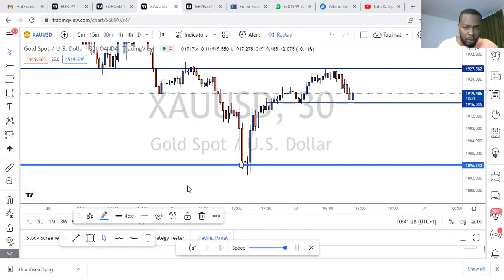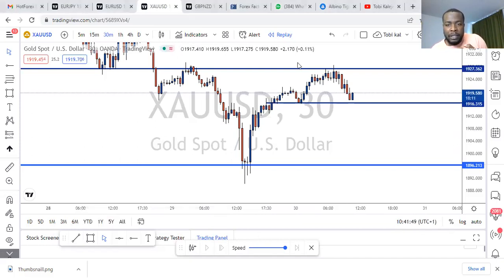Good. If you're buying off support, your stop loss definitely will be below the support level. Now, there are two ways to do this. So let me use this live chart now for an example and see the two ways in which you can set your stop loss.